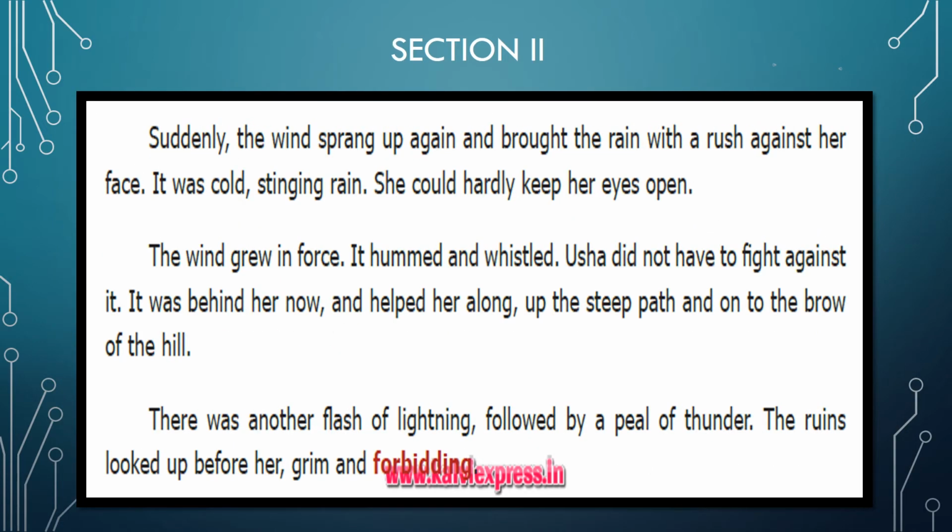Let us read the third paragraph. Suddenly the wind sprang up again and brought the rain rushing against her face. It was cold, stinging rain. She could hardly keep her eyes open. The wind grew in force. It hummed and whistled. Usha did not have to fight against it. It was behind her now and helped her along up the steep path and onto the brow of the hill. There was another flash of lightning, followed by a peal of thunder. The ruins loomed up before her, grim and forbidding.